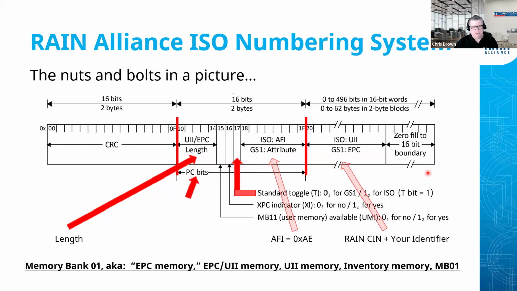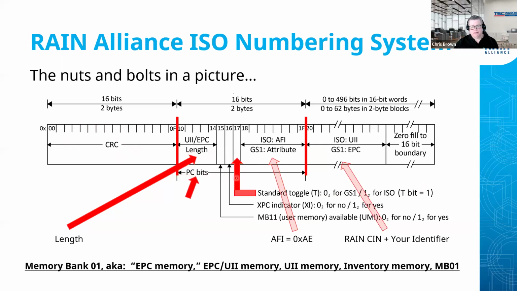Okay. This memory bank is your basic bread and butter memory bank where everybody who's encoding RAIN tags puts in a value and everybody who's reading the tags is reading this memory bank. This is where you put in your basic RFID encoding. I've divided it up into 3 chunks. On the left, the chunk is the CRC. Don't worry about this. It gets auto-generated for you. It's a check algorithm. I don't even think you can encode it, okay? So it gets generated for you. Don't worry about that chunk.